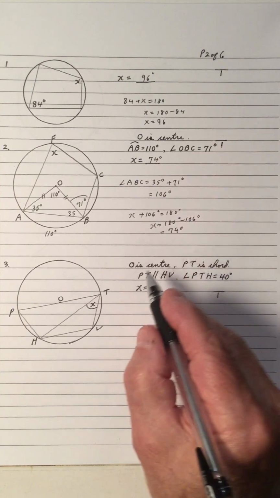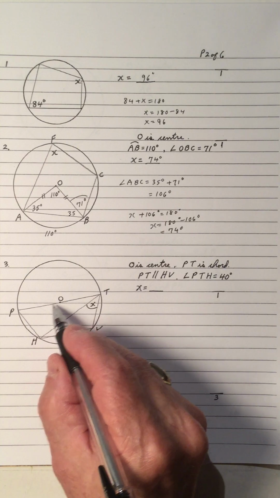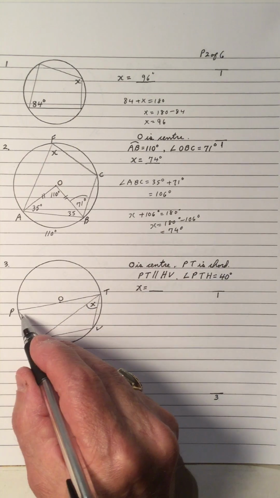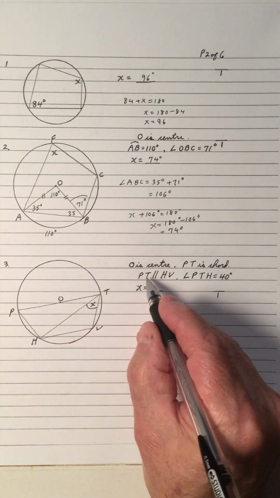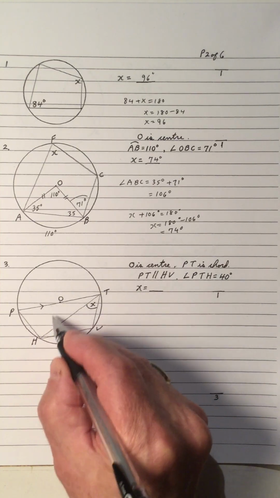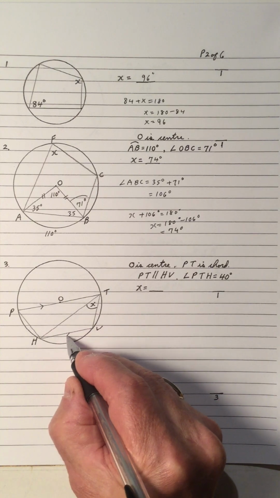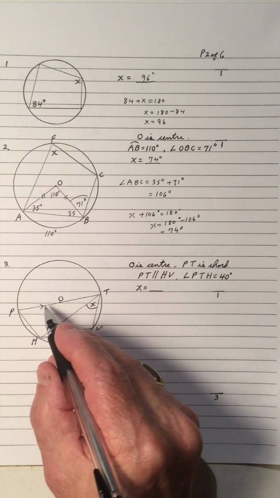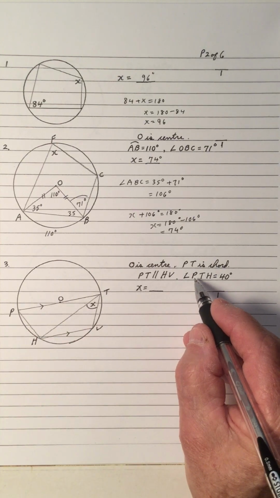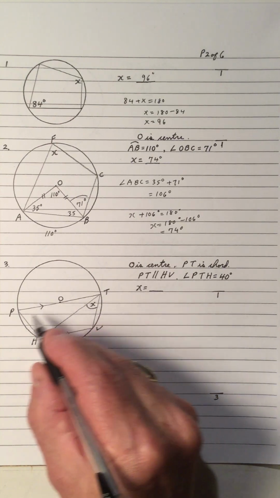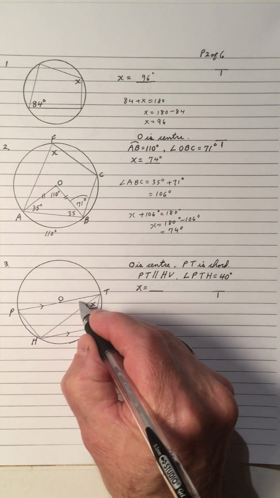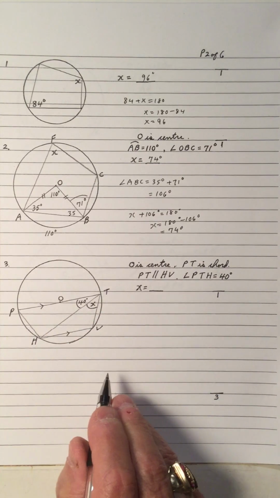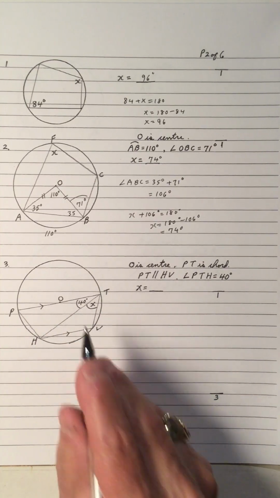Number 3. O is the center of the circle, and PT is a chord. O is the center, PT is a chord. And it says that PT is parallel to HV. So these two lines are parallel. And it says that angle PTH is 40. So this angle here is 40. And we want to find the measure of x.